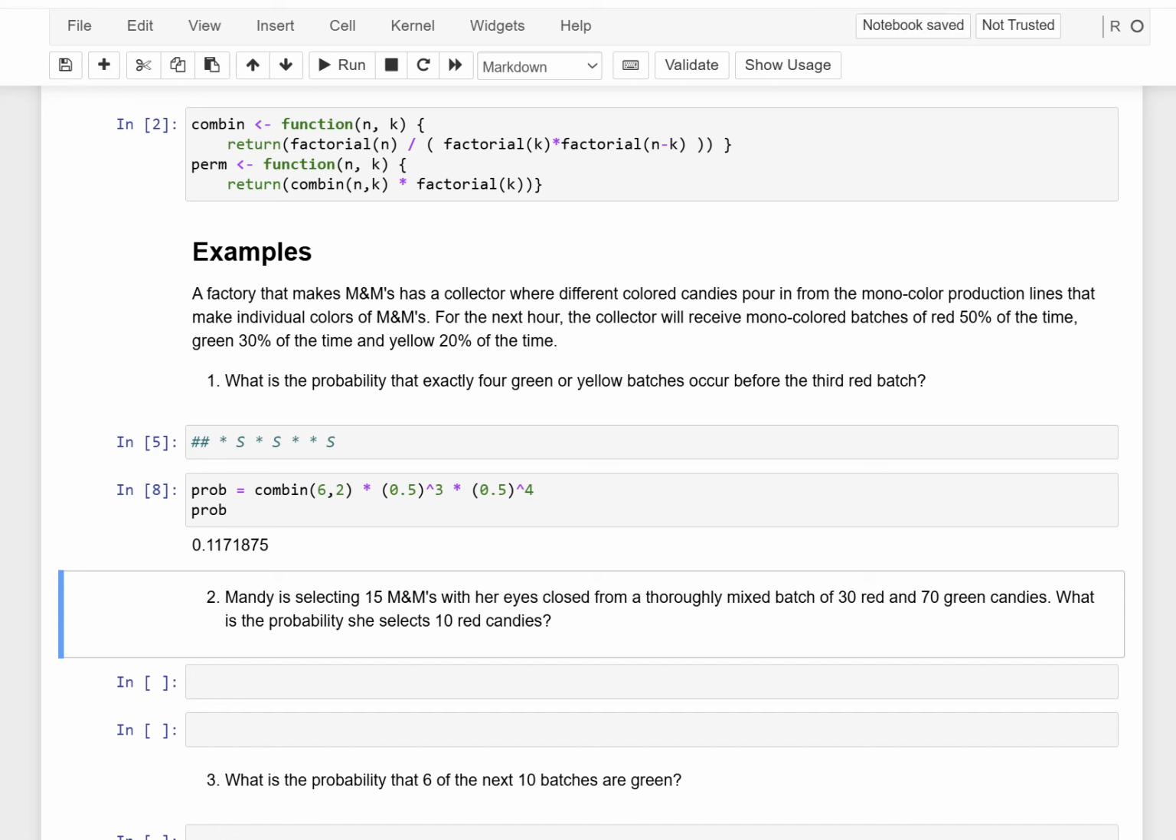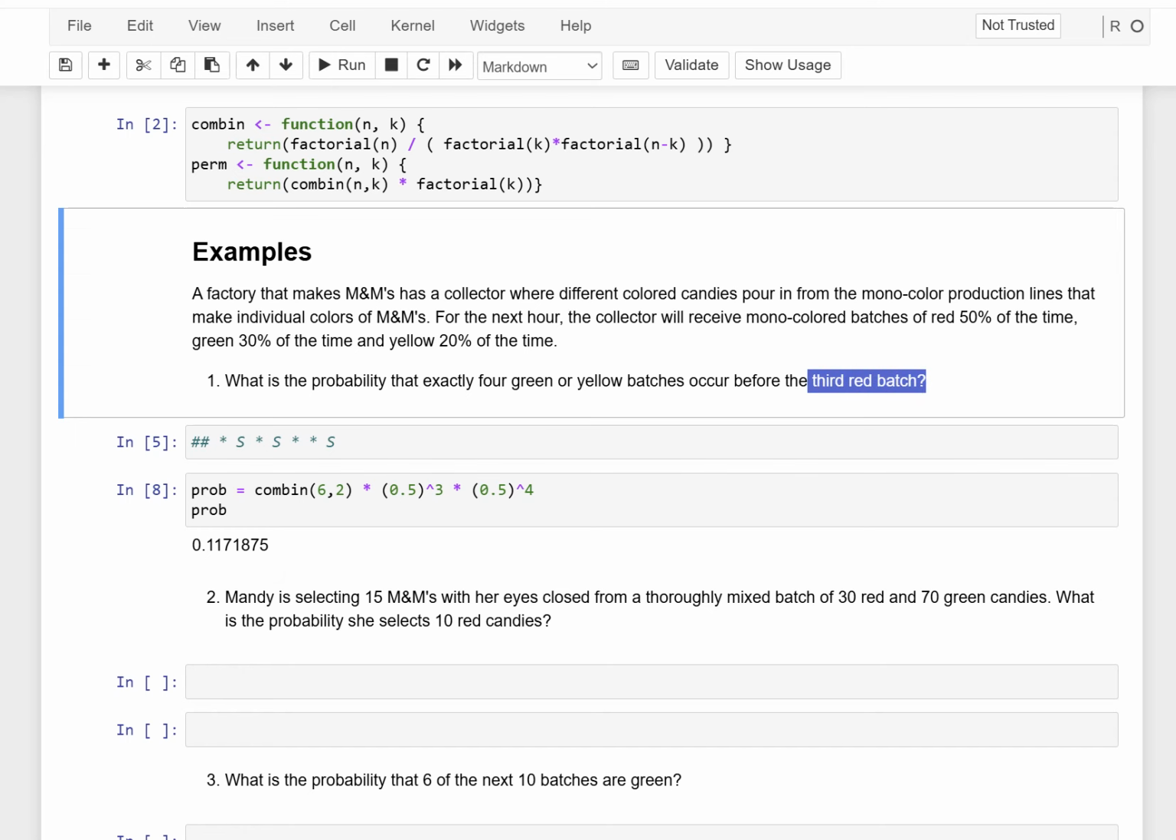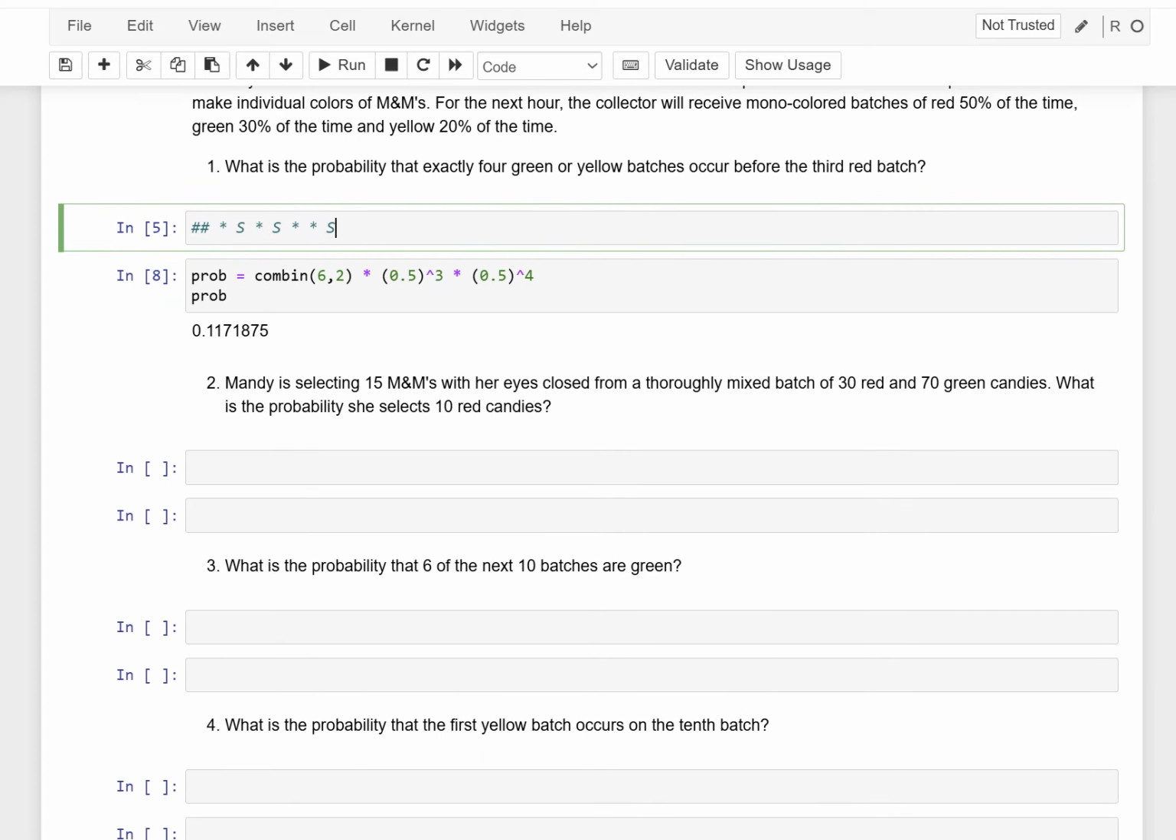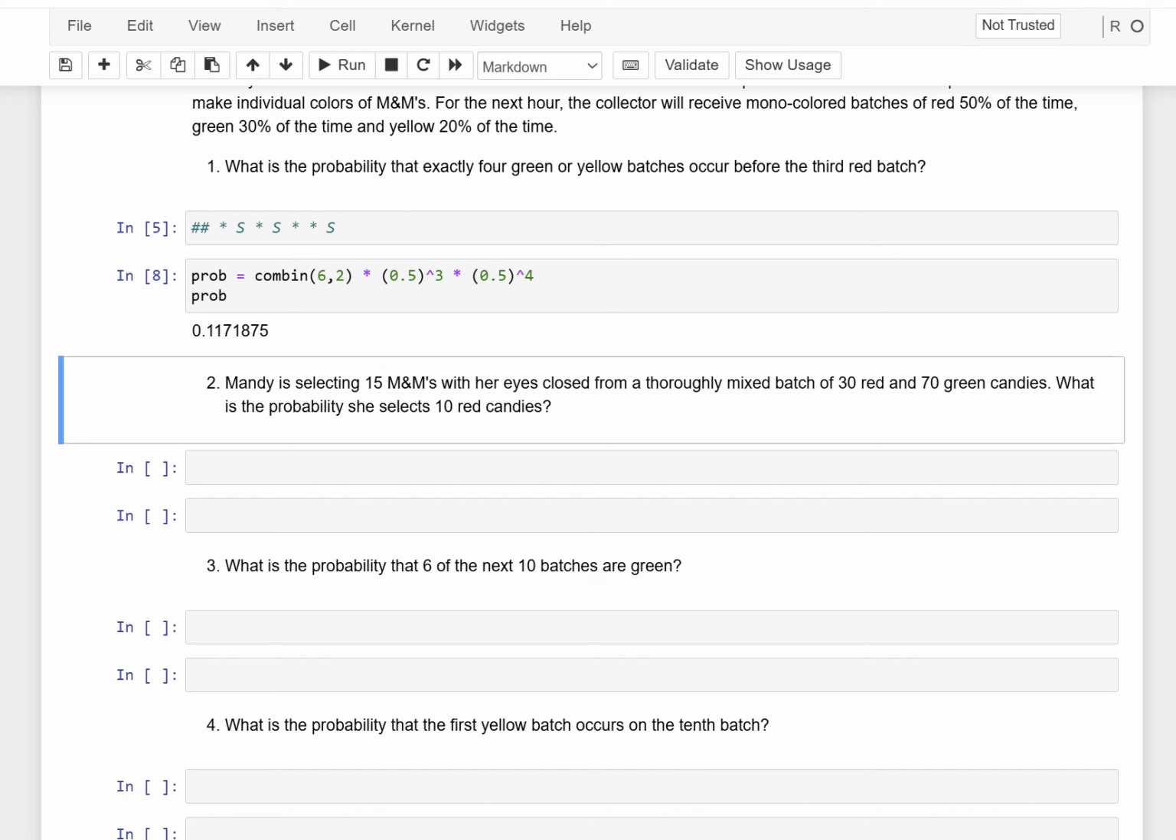Okay. So again, this is negative binomial. Why? Well, because I have a k equals 3 success criteria. When I have the third success, the third red batch, then we stop. Okay, so when we're selecting 15 M&Ms with Mandy's eye closed, again, I know there's a finite number of trials, but because she's drawing from a specified number of candies, the probabilities are going to change, right? So fixed number of successes with the probabilities variable, that's hypergeometric. So that probability is going to be hypergeometric, right?